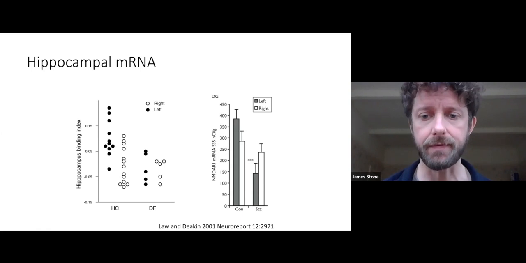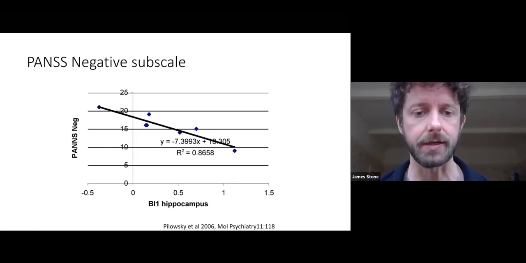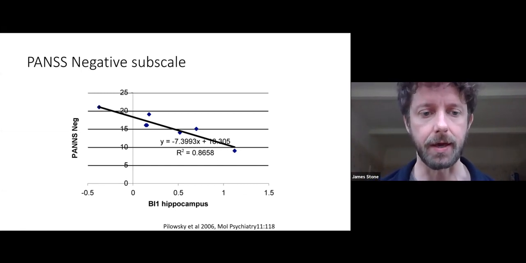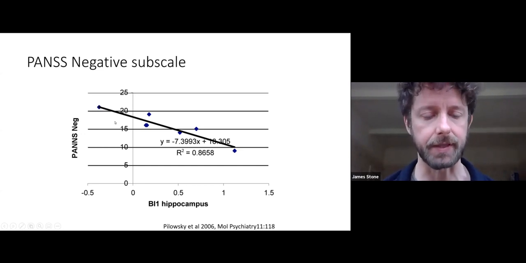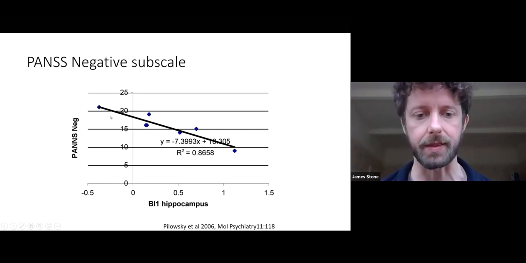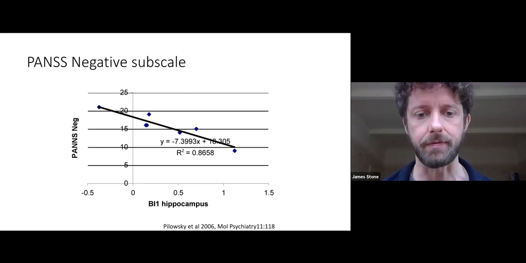So we also looked at the correlation of NMDA receptor availability in these patients, and found that the patients who had the lower levels of NMDA receptor binding by this tracer had higher levels of negative symptoms. So this is some evidence that there might be some basis to the symptoms of schizophrenia from this NMDA receptor deficit.